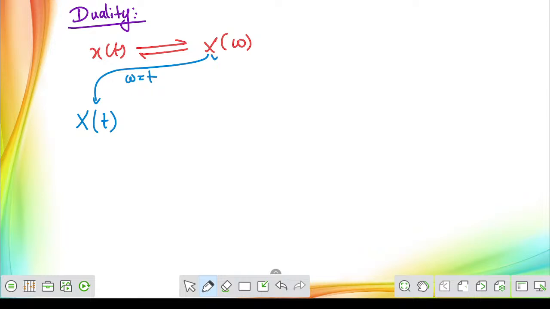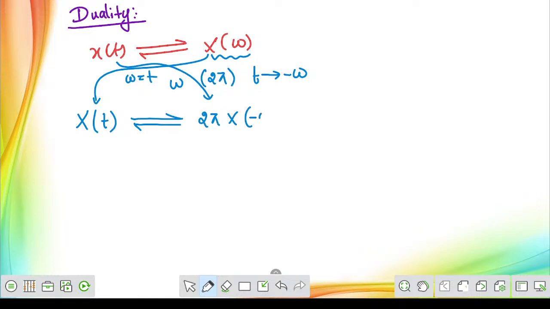If the response of a signal is lying in time domain, then its correspondent response will be shifted to frequency domain. So while shifting the signal to frequency domain, you will have to consider two things. First, your signal will be multiplied by a factor of 2 pi. When we are shifting it to omega domain, your signal will be multiplied by a factor of 2 pi, and t will be replaced by minus omega. Two things you have to perform. One is t will be replaced by minus omega, and the second thing is it will be multiplied by a factor of 2 pi. So your resultant answer will become 2 pi into x of minus omega. That is the most important property, sir.